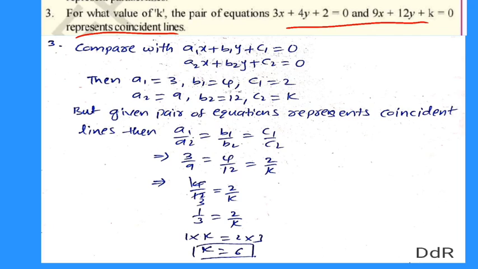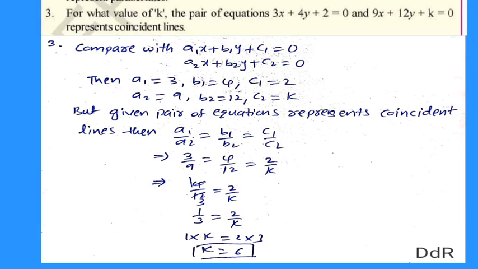To find the k value, we have an equal symbol at two places. So you can take the first fraction and last fraction to find the k value, or the second fraction and last fraction. Your wish. I am selecting the last two fractions. 4 by 12 equals 2 by k. 4 by 12 is 1 by 3, which equals 2 by k.